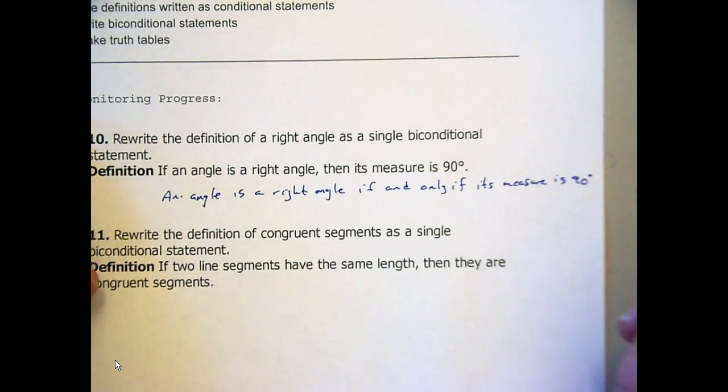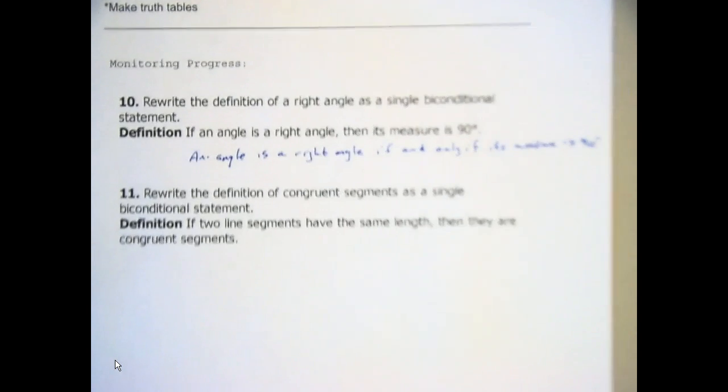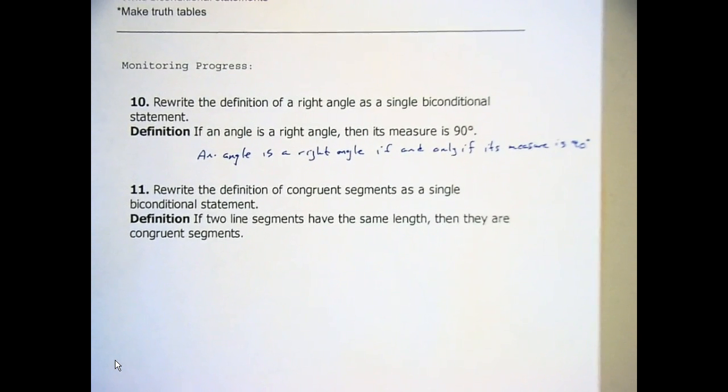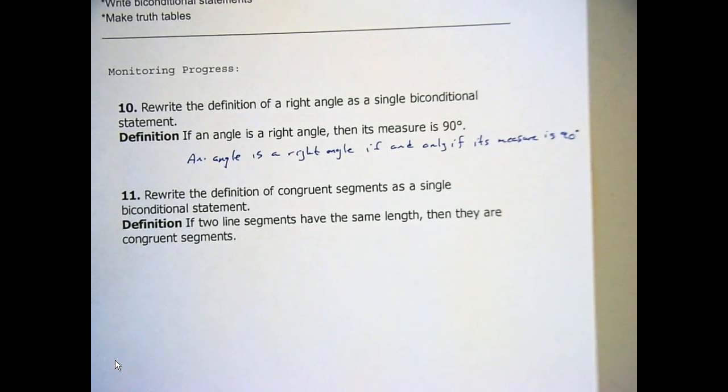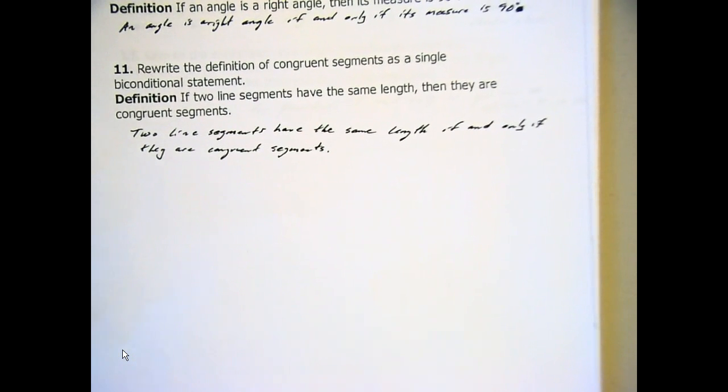How many got it? Now that you've seen an example, I want you to try number 11. Write the definition of congruent segments as a single biconditional. Let's see how you did. Two line segments have the same length if and only if they are congruent segments. How many got it? All right, not too bad.